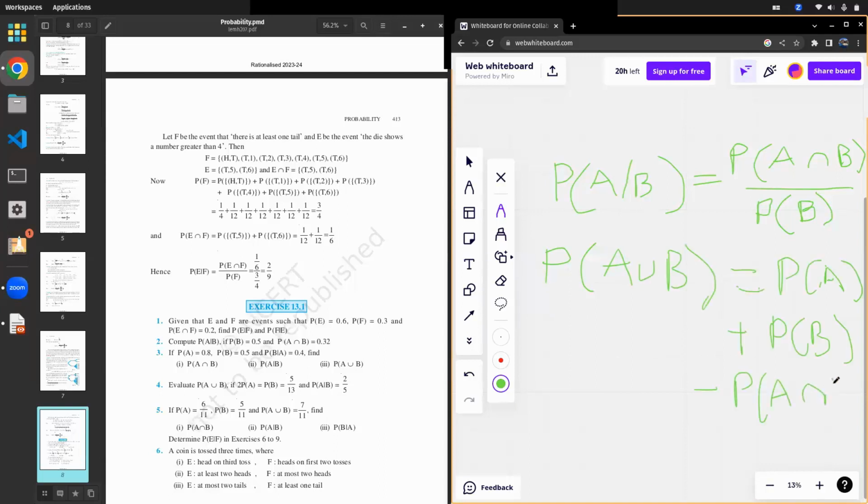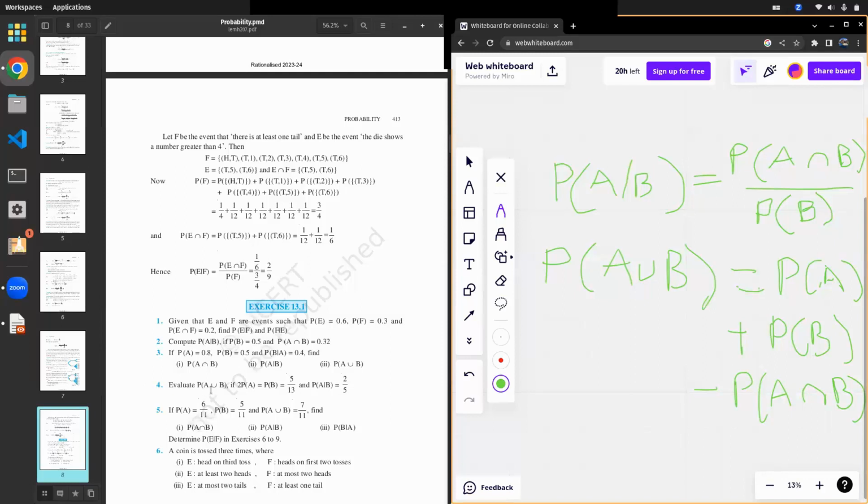In part one of the problem, we have found the probability of A intersection B by substituting the values, and also probability of A and probability of B are given in the initial question. So by substituting the values, we will complete this part of the problem. So we will move to the next question.